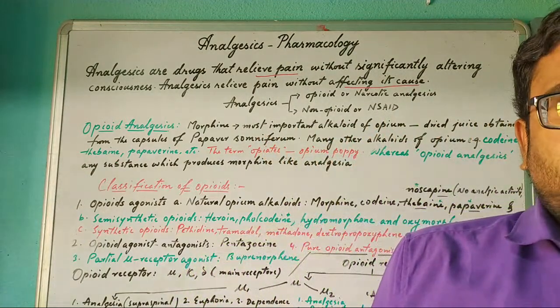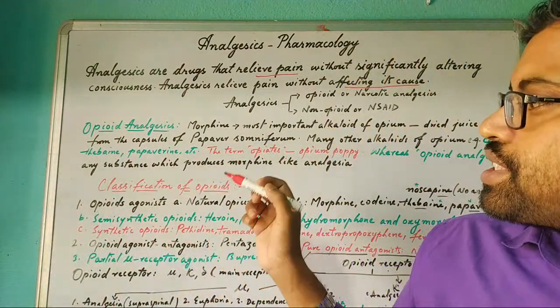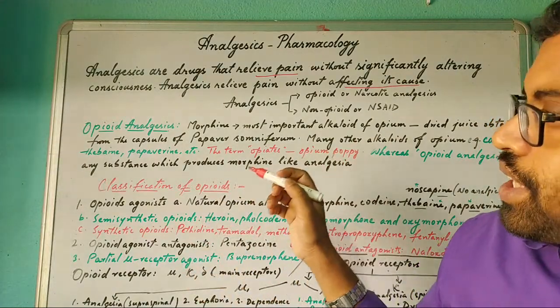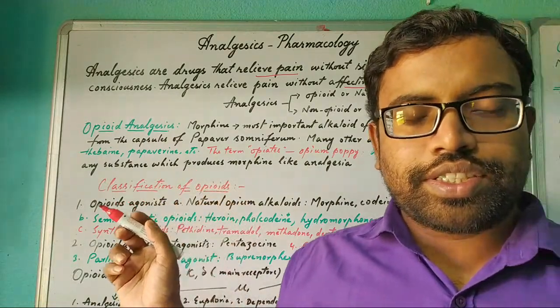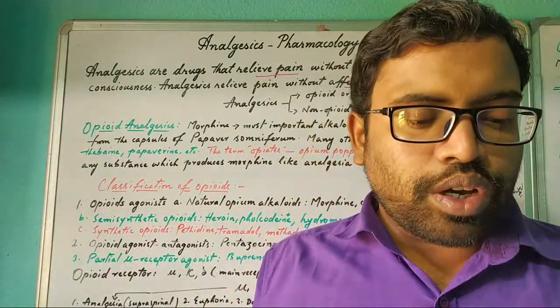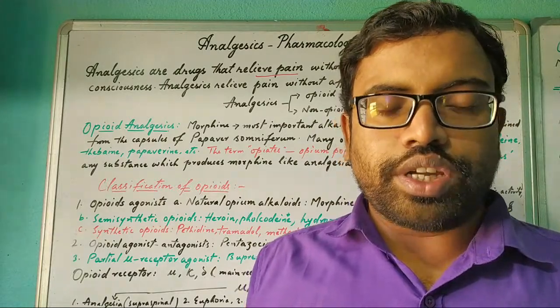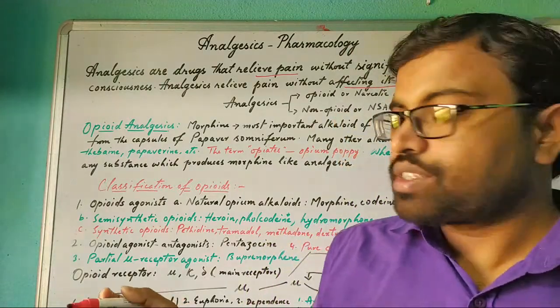Analgesics are of two types. Number one is opioid or narcotic analgesics, and number two is non-opioid or non-steroidal anti-inflammatory drugs.